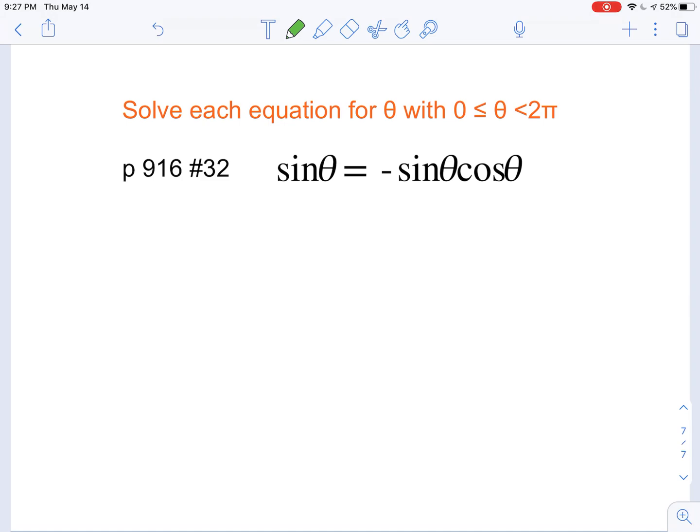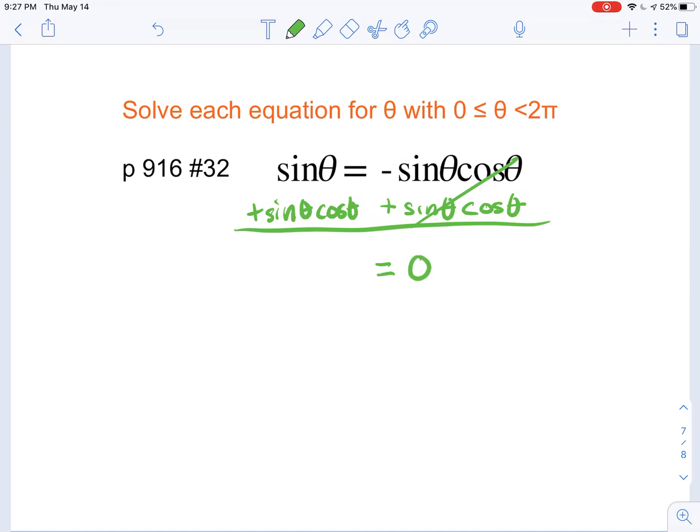Okay, so we have sine of theta is equal to negative sine theta times cosine theta. So you might be thinking, oh, well, when we had 2 tangents, I could just add them together. So why don't we do that? Well, let's move sine of theta over to the other side. But wait, sine of theta is attached to cosine of theta. So these are no longer like terms. Okay, so I end up having to rewrite it as sine of theta plus sine of theta cosine of theta.